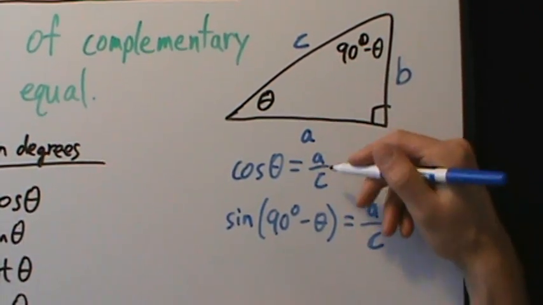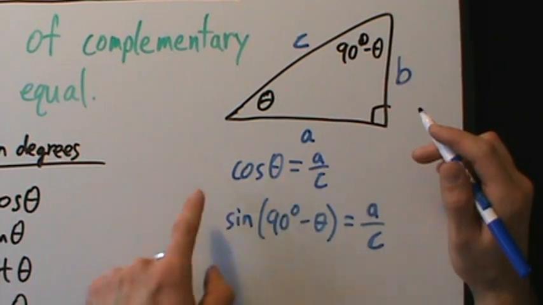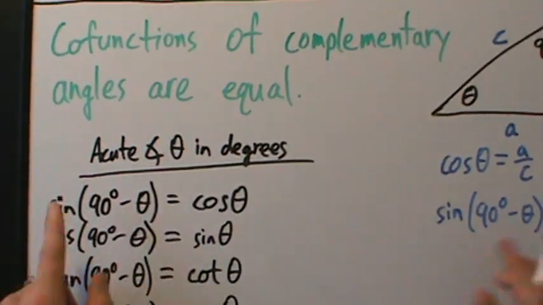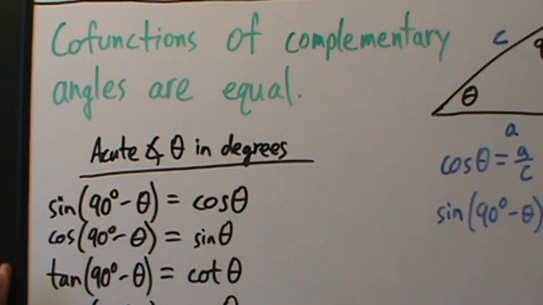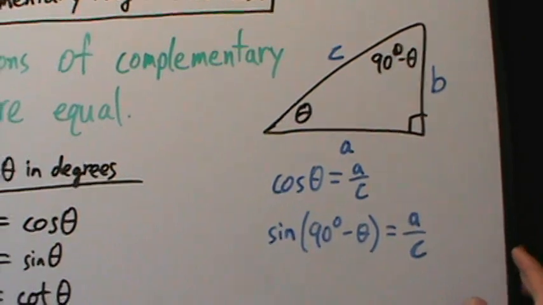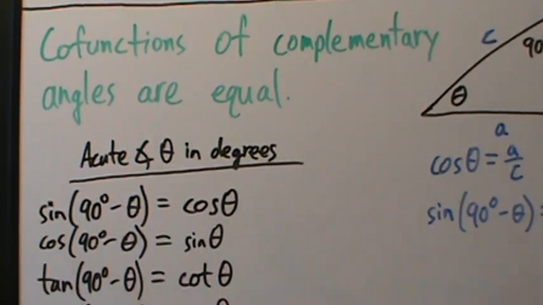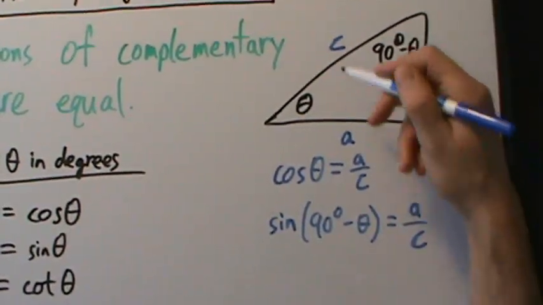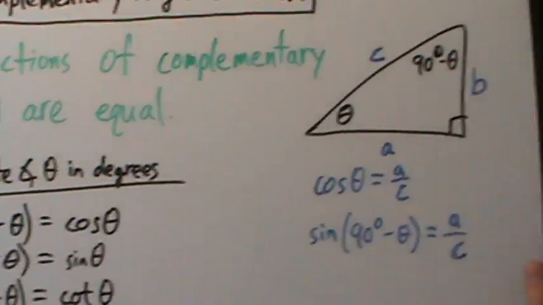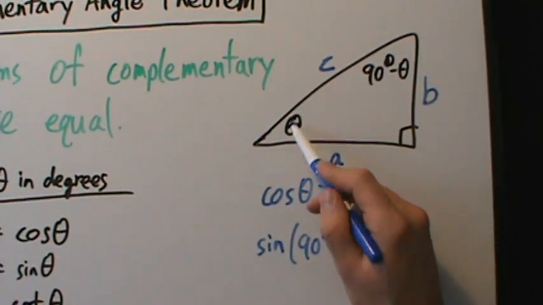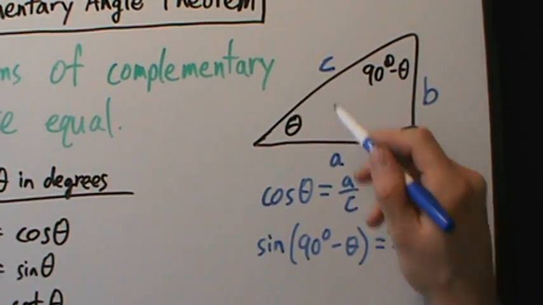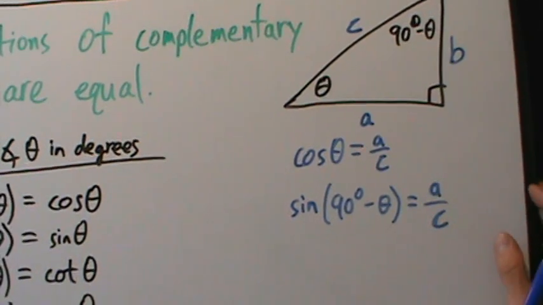So notice these are the same things. Cosine theta equals A over C, and sine of 90 degrees minus theta equals A over C, and that's what we expect from the complementary angle theorem. That's pretty much why it's true. It's easy to see if you just draw a right triangle: sine of 90 degrees minus theta is opposite over hypotenuse, which is A over C, and the cosine of theta is adjacent over hypotenuse, and the adjacent side to theta is A, so A over C.